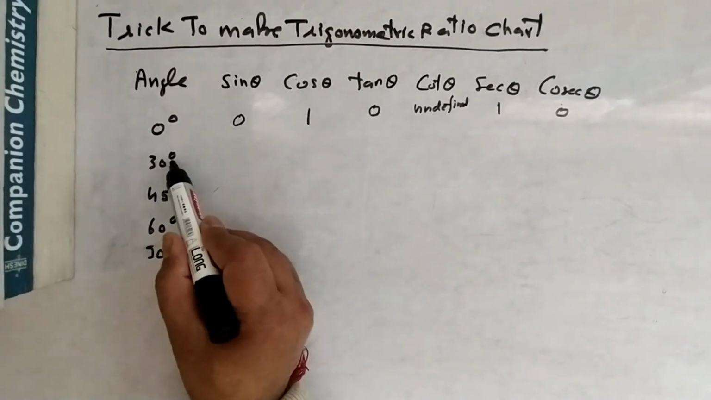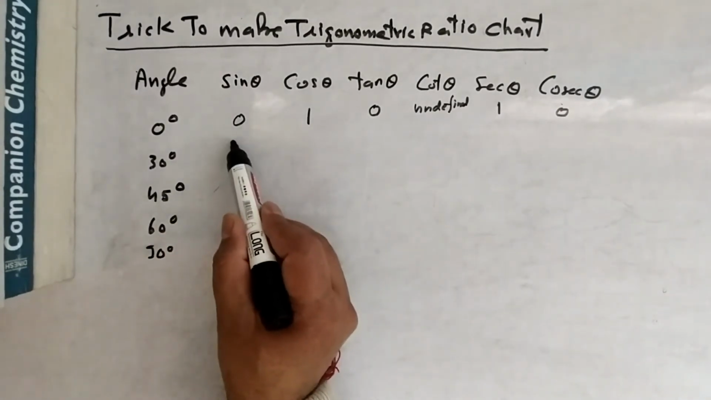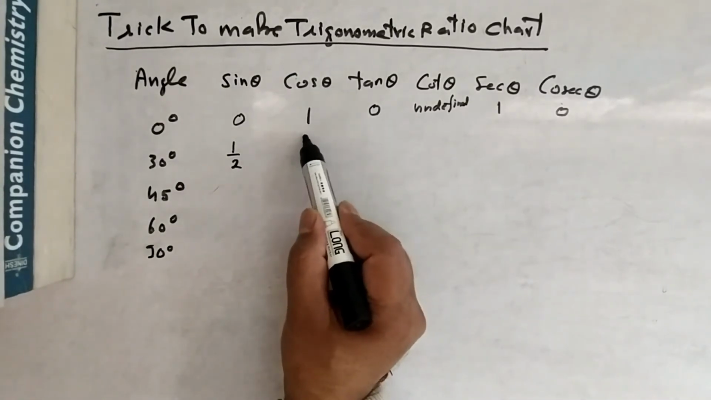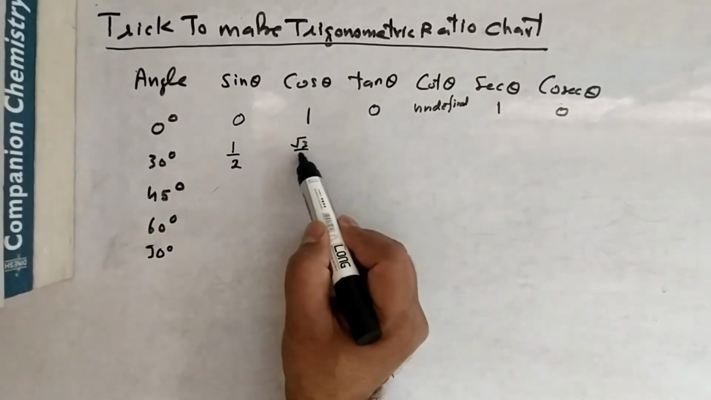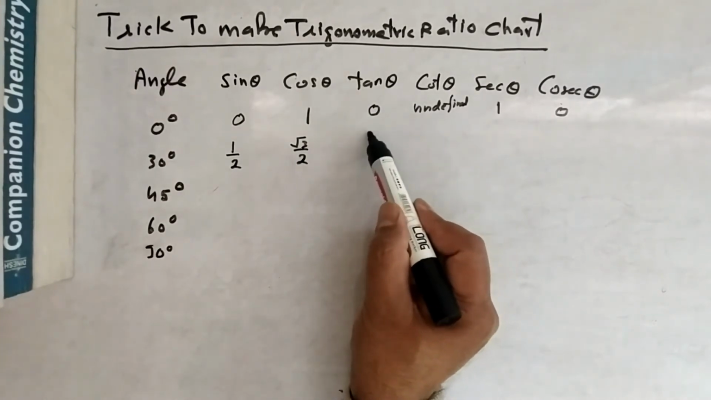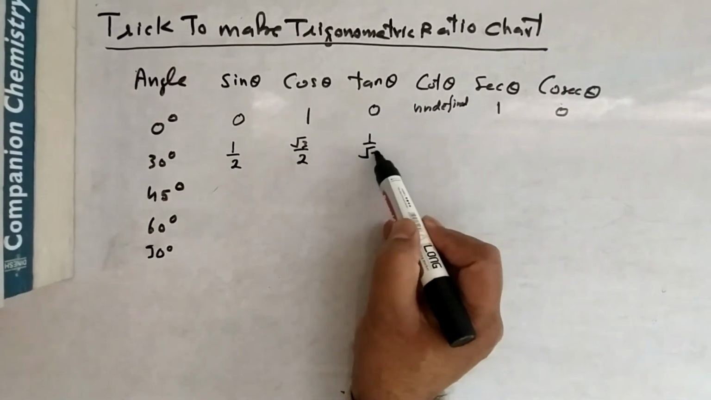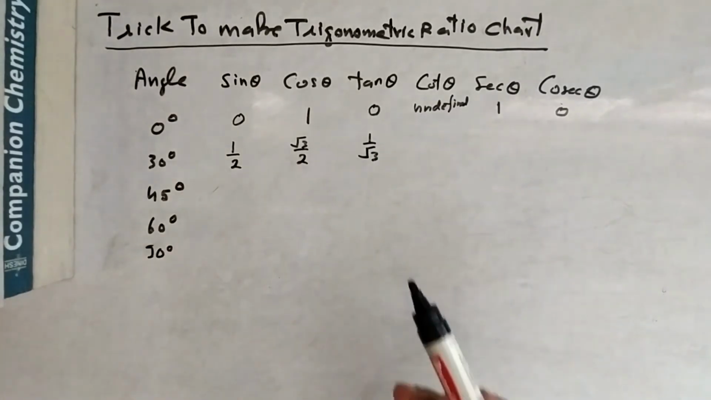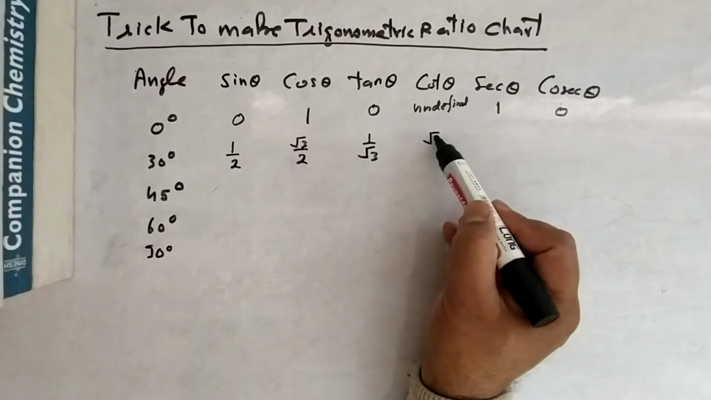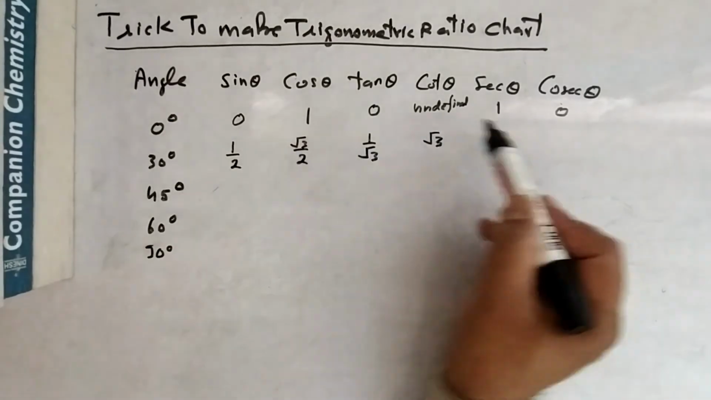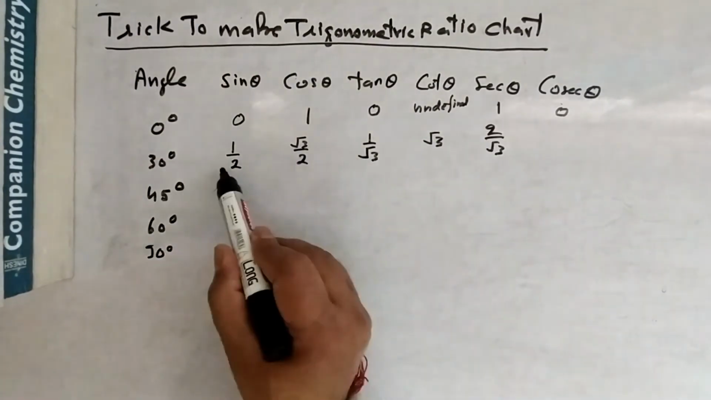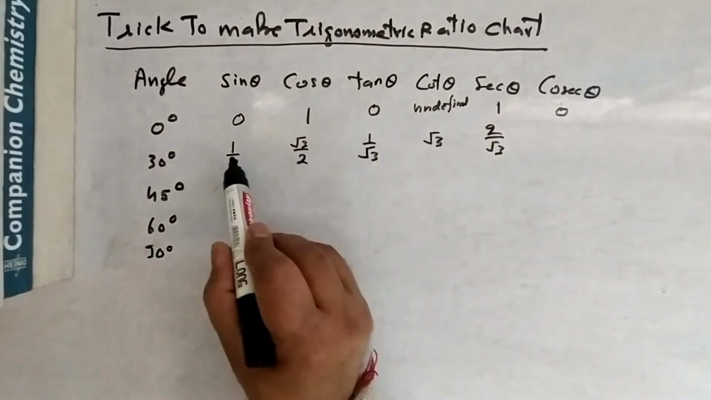Likewise, this is 30 degree. Now I know sine is half and cos is root 3 by 2. And only this I have to learn, that tan 30 degree is 1 by root 3. Now the rest of the things, see, cot is the reciprocal of this, so it is root 3. This is 2 by root 3, the reciprocal of this. And it is the reciprocal of this, so it is 2.